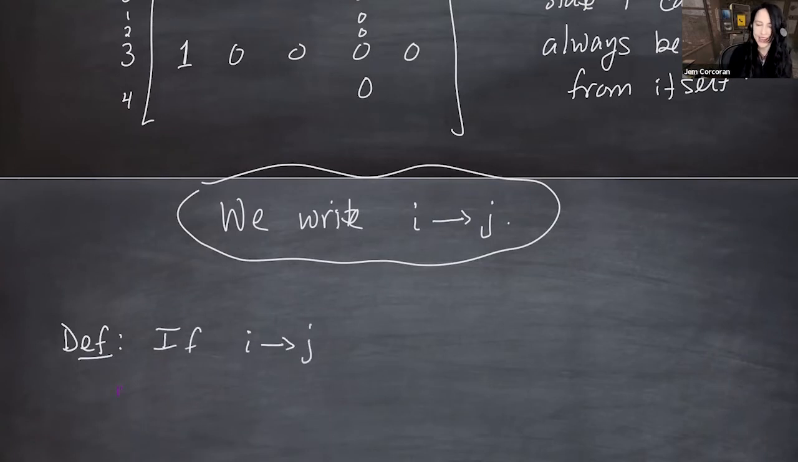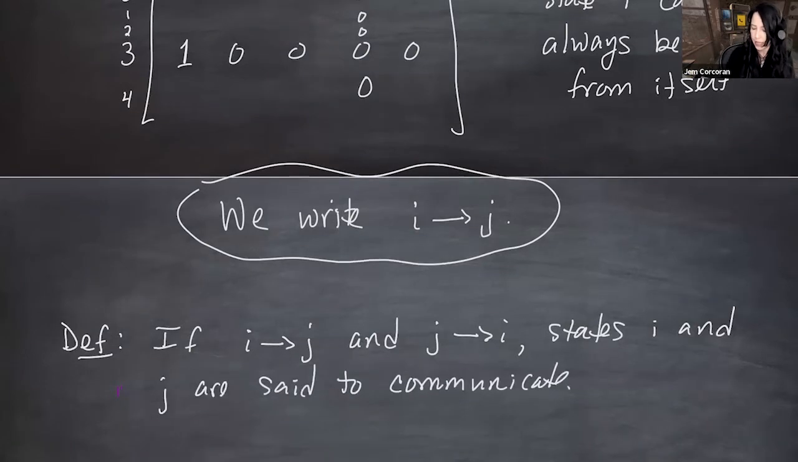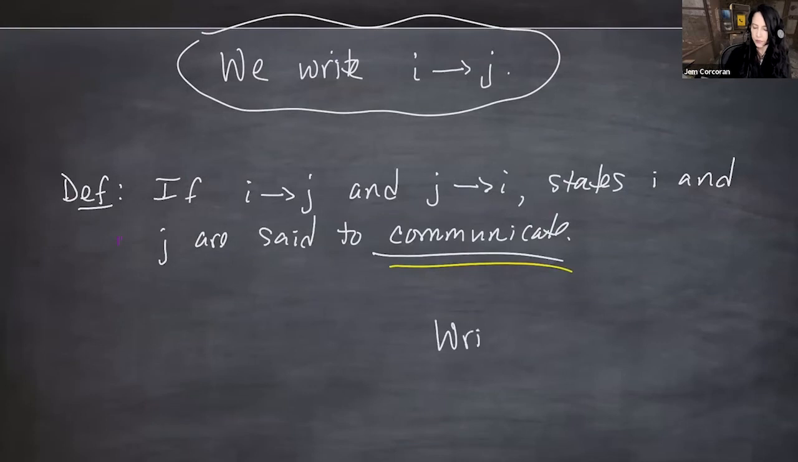So if I can go to J, I'm going to start saying it that way because "can be reached by" has screwed up the order for me twice now. So if you can go from I to J and you can go from J to I, then states I and J are said to communicate. And we write I J with like a double arrow between them. So this is our notation, I, arrow, arrow, J.